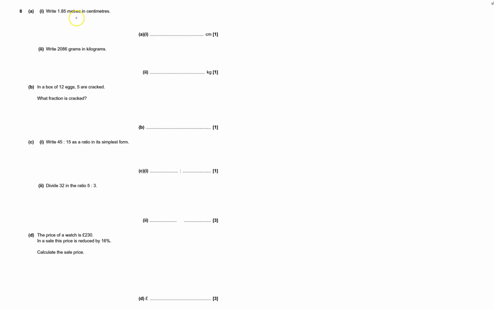You write 1.85 meters in centimeters. We know it's 100 centimeters in a meter, so I'm either going to have to times or divide, and obviously we want a bigger number, so I'm times by 100, so that'll be 185 centimeters.